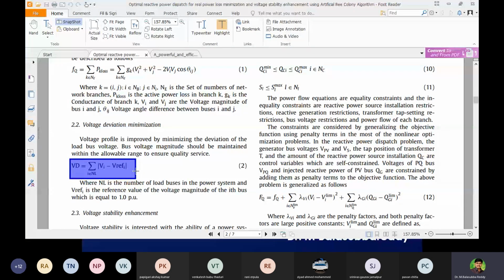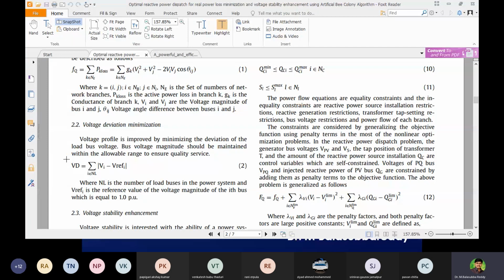Suppose 1 per unit is rated, then you can take it as 0.9 to 1.1. That means the lower side has 10% and the upper side also 10%. Or you can take 5%, 0.95 per unit to 1.05 per unit. So those are the allowable limits. Voltage deviation is defined as the bus voltage minus the reference voltage magnitude. That means whether it is on the lower side or upper side, it won't matter.